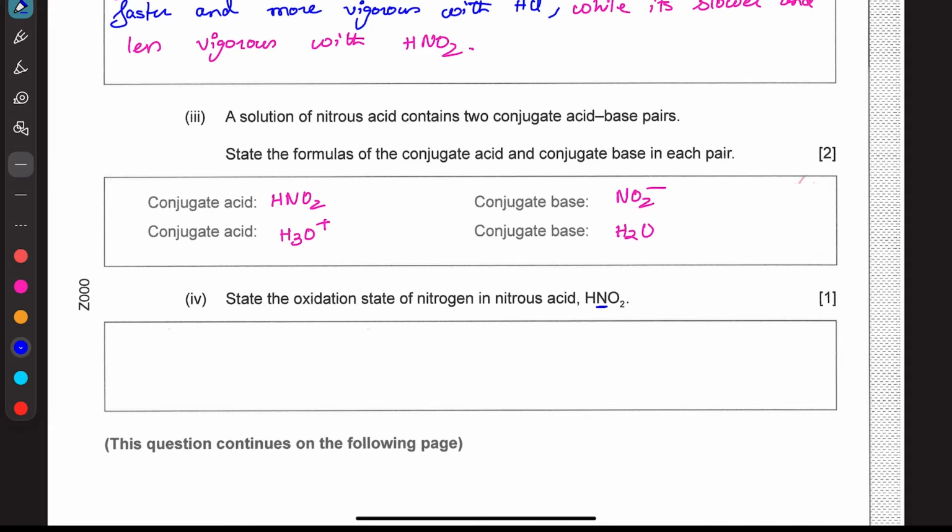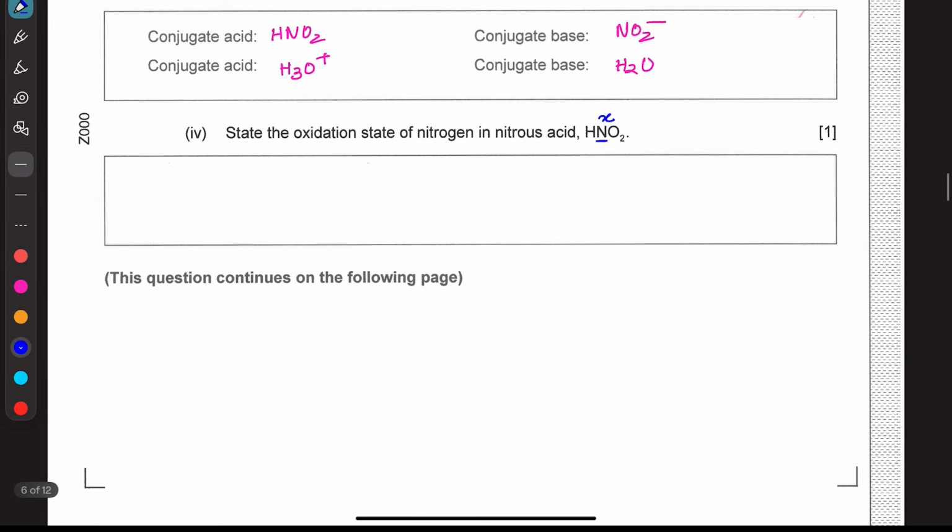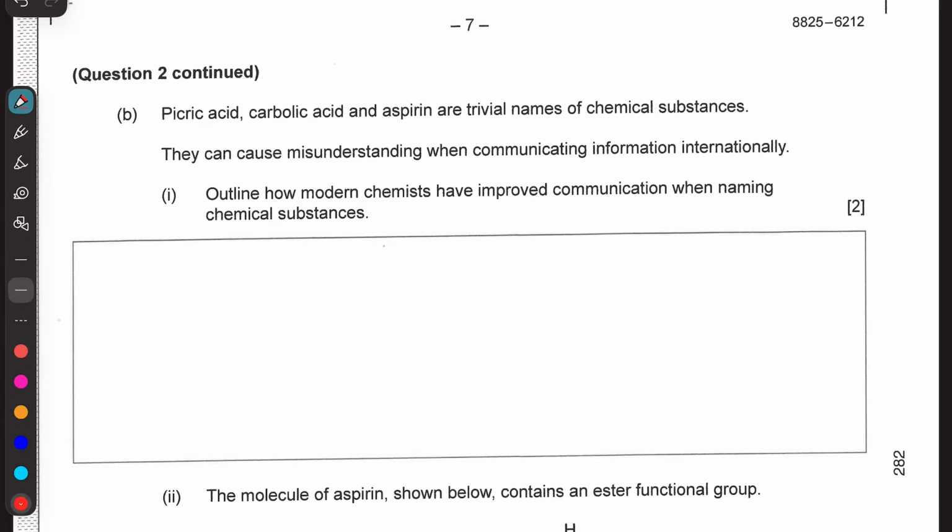Next, we have to find the oxidation state of nitrogen in HNO2. So take nitrogen as X. Hydrogen is +1, oxygen is -2. The total will be 0. So X minus 3 is 0, X is +3. The oxidation state of nitrogen in HNO2 is +3. Moving on to the next part.